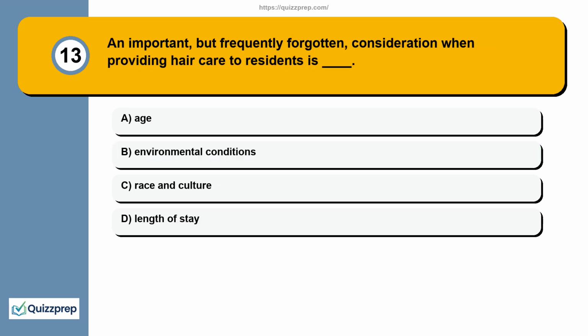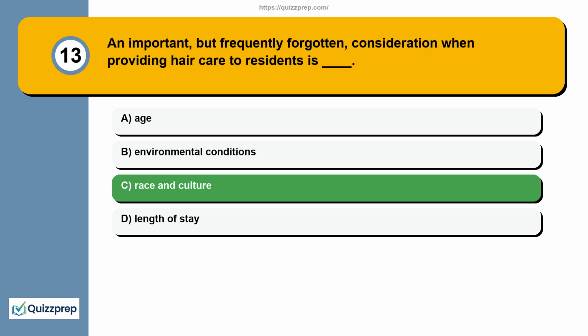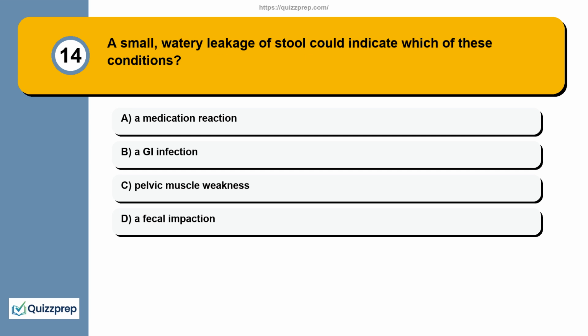Question 13. An important, but frequently forgotten, consideration when providing hair care to residents is age, environmental conditions, race and culture, length of stay. Question 14. A small, watery leakage of stool could indicate which of these conditions: a medication reaction, a GI infection, pelvic muscle weakness, a fecal impaction.